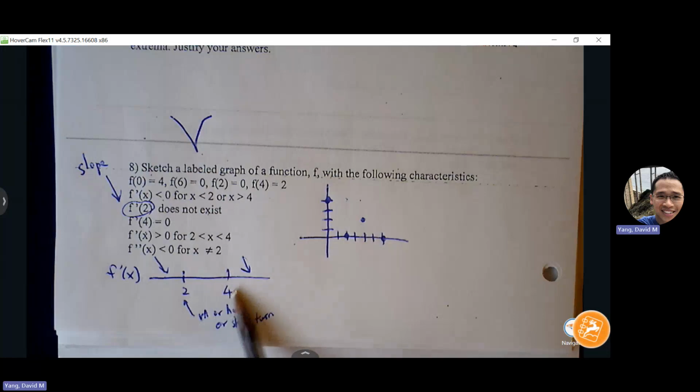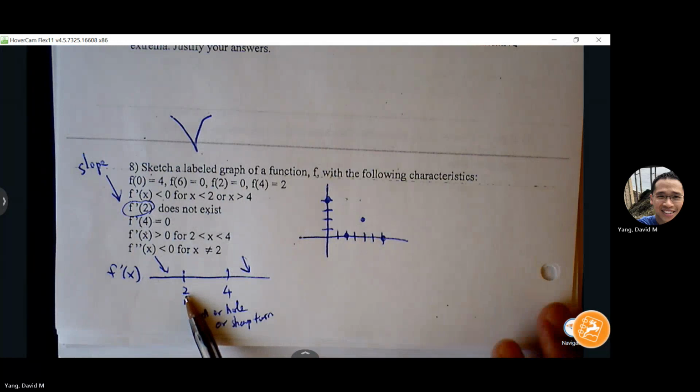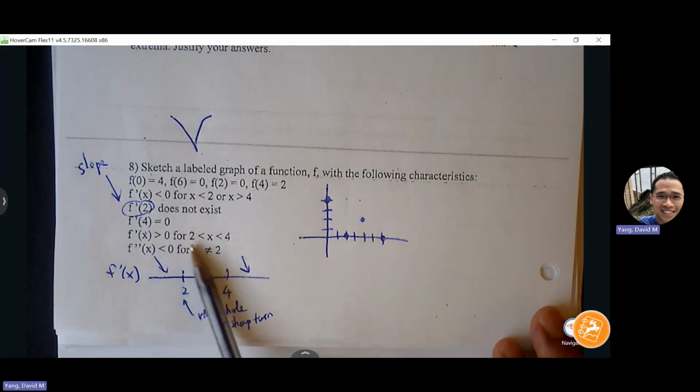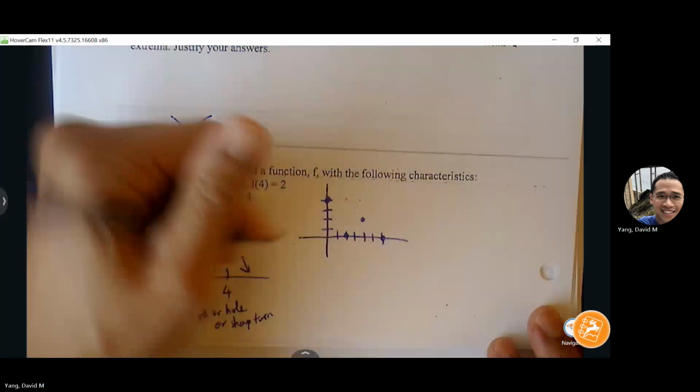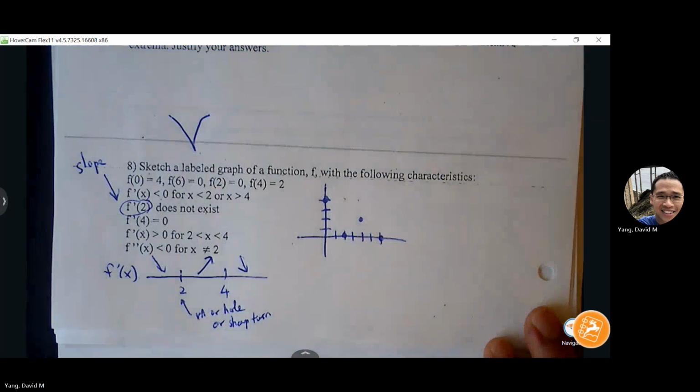So this is going to be a nice smooth curve, right? A nice smooth point. This is not going to be a nice smooth graph. Okay, f prime of x is greater than 0 for 2 is less than x is less than 4. Positive slope.